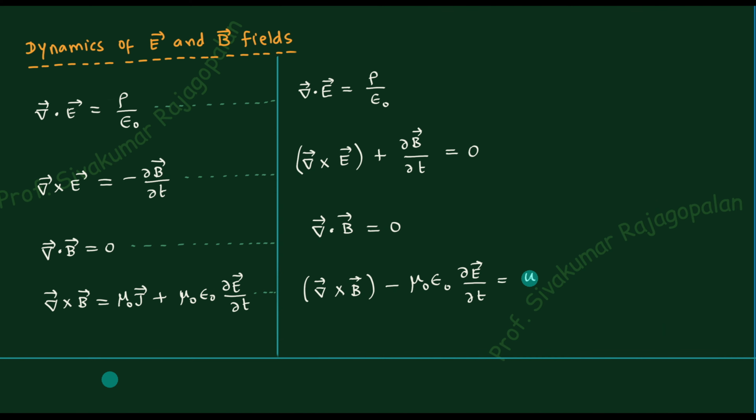So whatever is left out is the source term, and as you can see, since mu naught times j is there, which is not equal to 0, we say that this is an inhomogeneous differential equation. You can say inhomogeneous or you can say non-homogeneous, it's all fine.